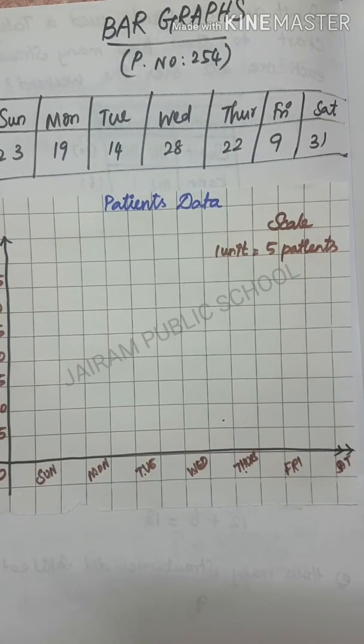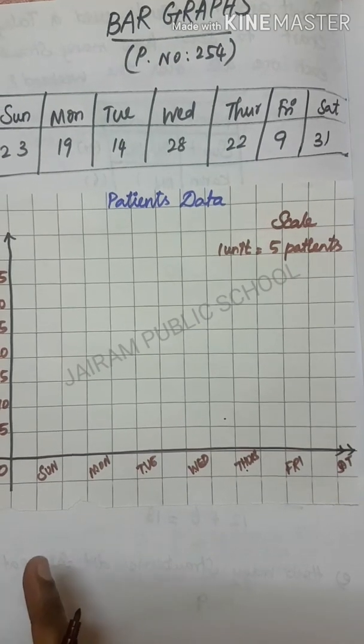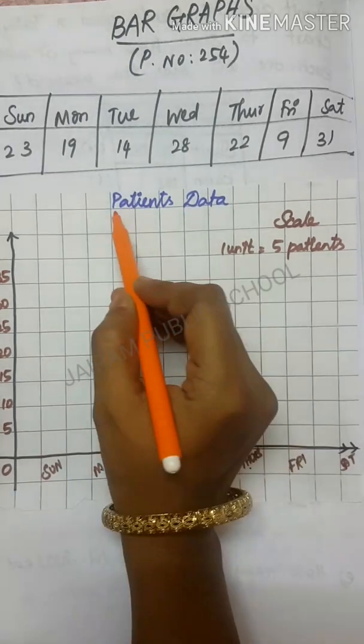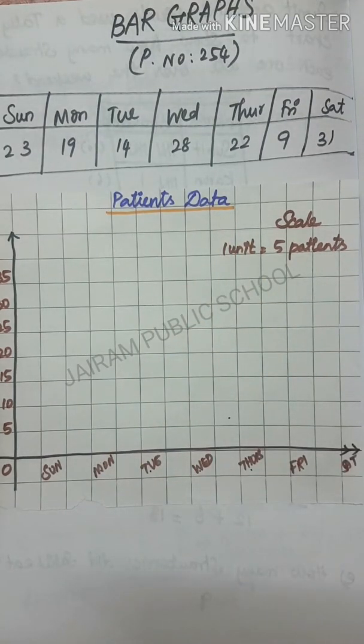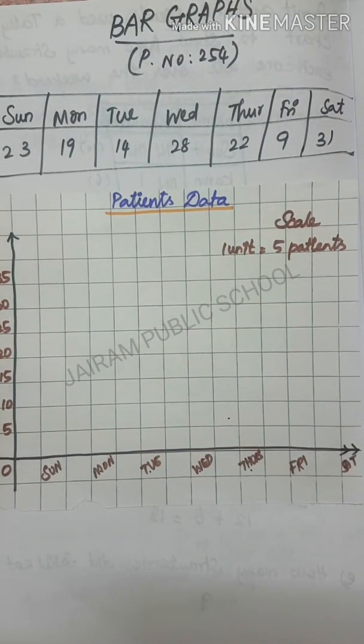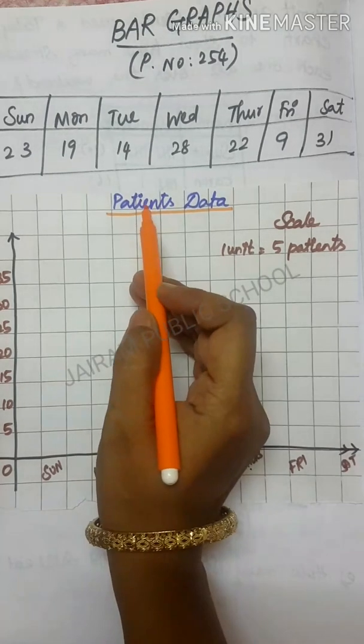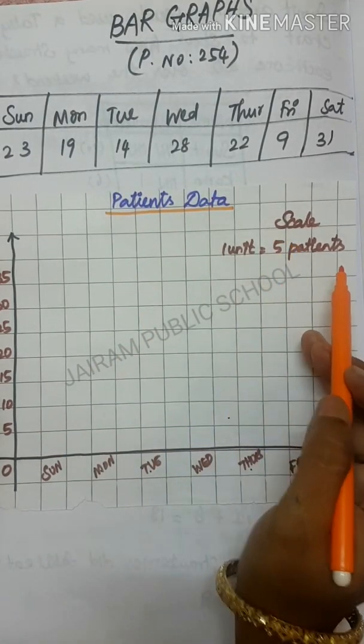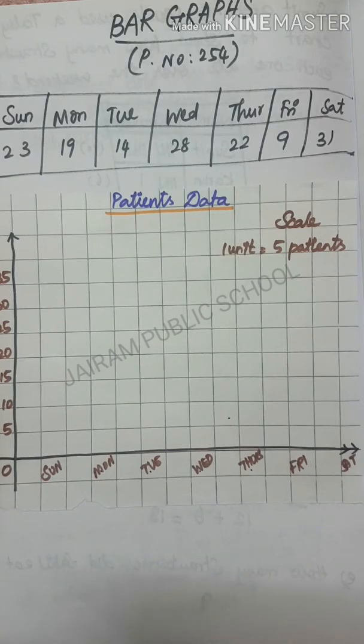Now, next step, keep uniform distance between the bars throughout. You should keep equal distance between the bars. Give a suitable heading to the bar graph. That is a very important thing. Here I gave the title as patients data. Whenever you are drawing a bar graph, the main thing is you should give the title of the bar graph. I gave here patients data and you should mention the scale, 1 unit equal to 5 patients. According to the question, you should give the scale units and title for the given question.